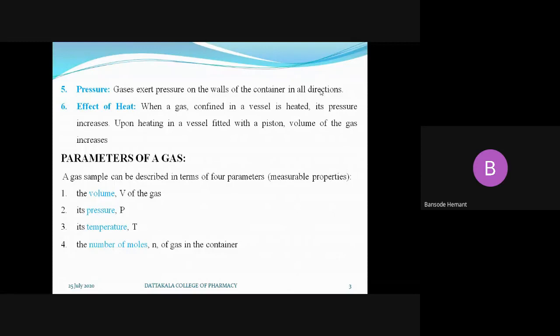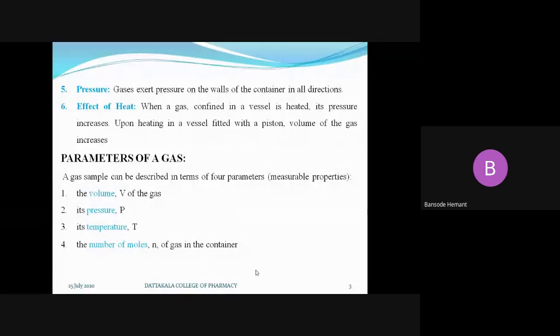Next is the number of moles of the gas in the container. How can you determine the number of moles of the gas molecules? It is the mass of the gaseous molecules present in the container divided by the molecular mass of the gas. That is the number of moles. It is simply the ratio of the mass of the molecules to the molecular mass of the gaseous molecules, and the number of moles is denoted by n.